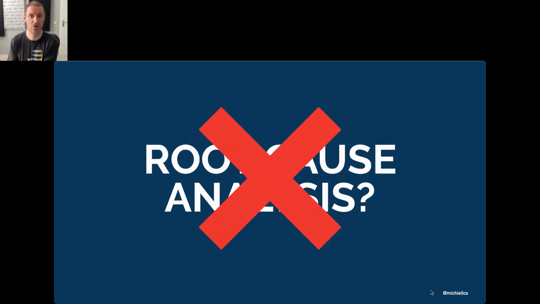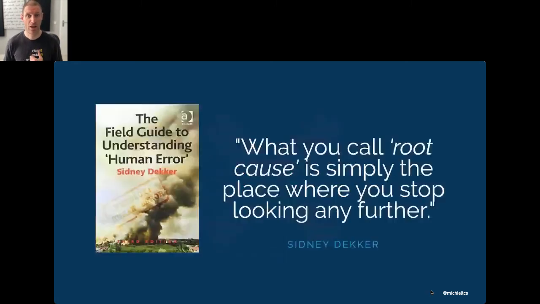The tree starts at the root. And cause, singular, implies that there's only one cause, that there actually is a cause, that there's causality. And please go ahead and read this book if you have the time, Understanding Human Error by Sidney Dekker. What you call root cause is simply the place where you stop looking any further.